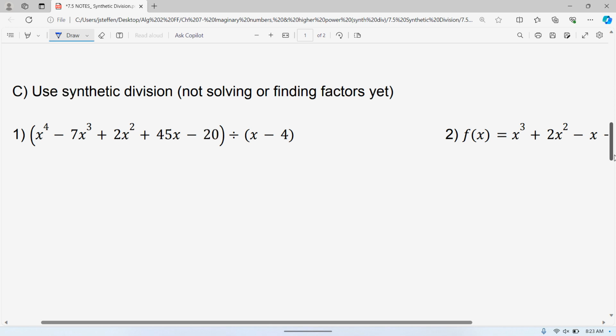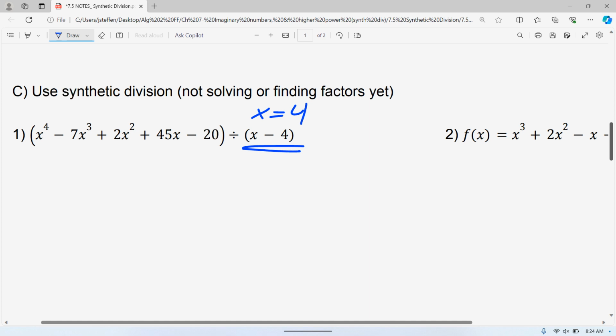Number 1, we are taking this big polynomial and dividing by x minus 4, the binomial. So this is how you're going to set this up. First, we need to know what the zero is. If they don't tell us a zero, we need to find a zero. So x minus 4 means our zero is going to be positive 4.